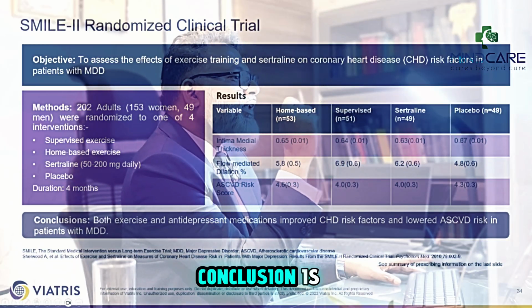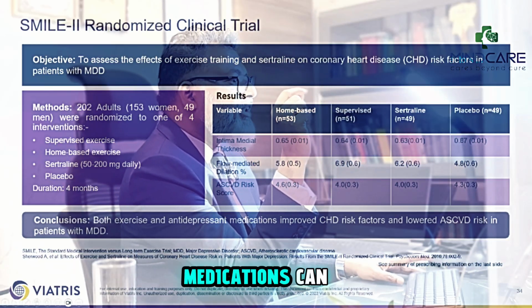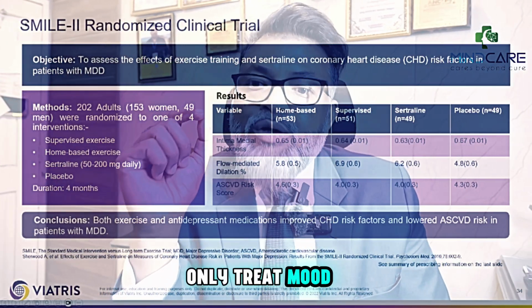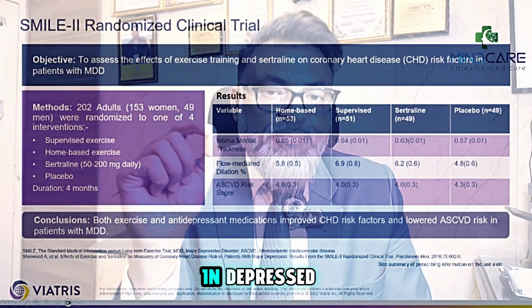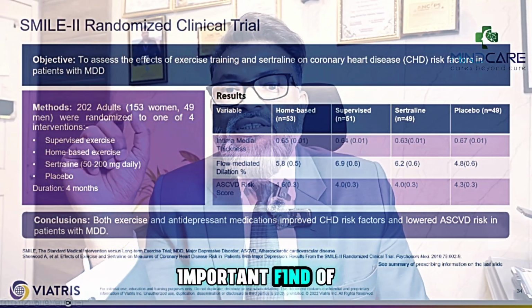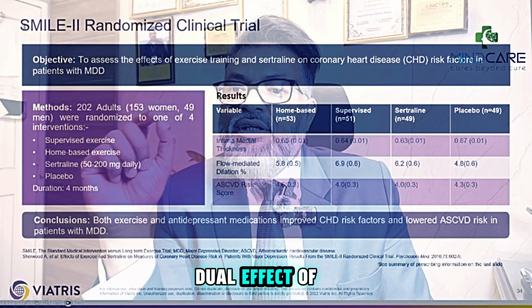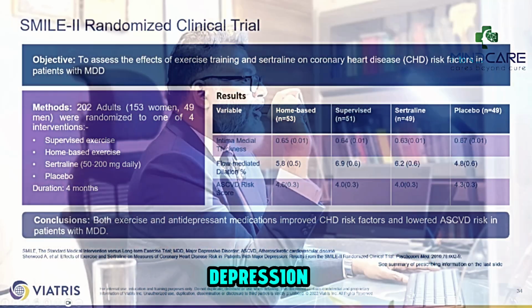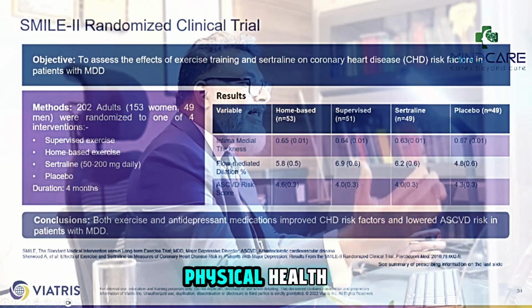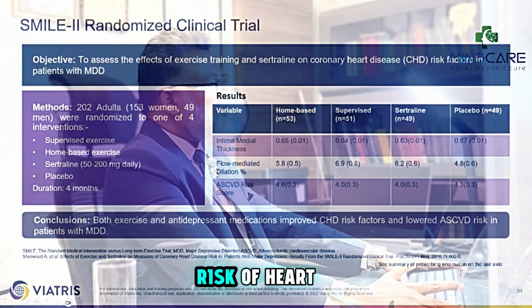And this is the key conclusion: both exercise and antidepressant medication can not only treat mood but also reduce cardiovascular risk in depressed patients. This is the most important finding of this study, and it underscores the dual effect of sertraline, effective for depression while improving physical health outcomes in a population at risk of heart disease.